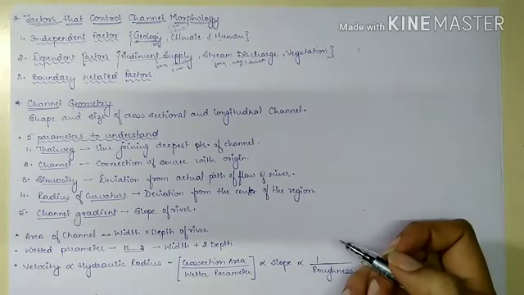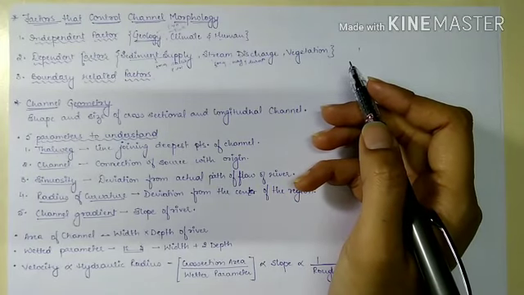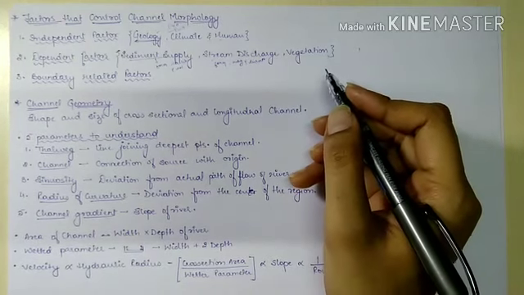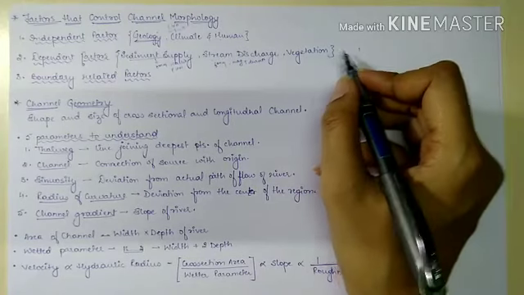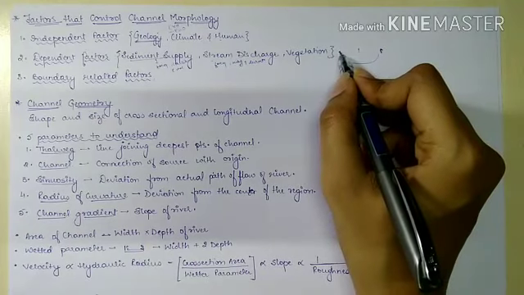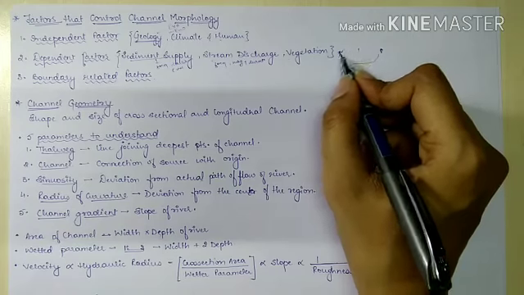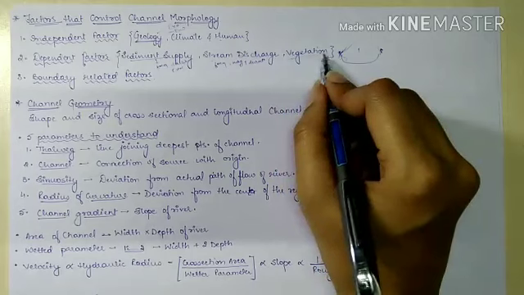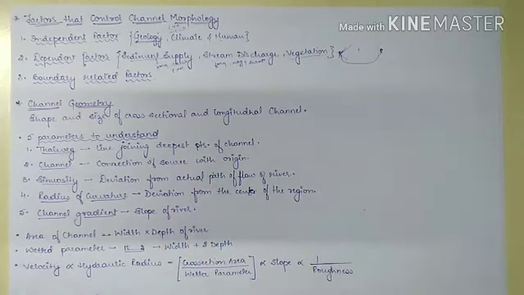Next is vegetation. Vegetation controls the bank erodibility and near bank hydraulic condition. So vegetation is near the banks. If the vegetation is more, the erodibility of the bank will decrease. So this is how it controls bank erodibility as well as the hydraulic condition prevailing there.